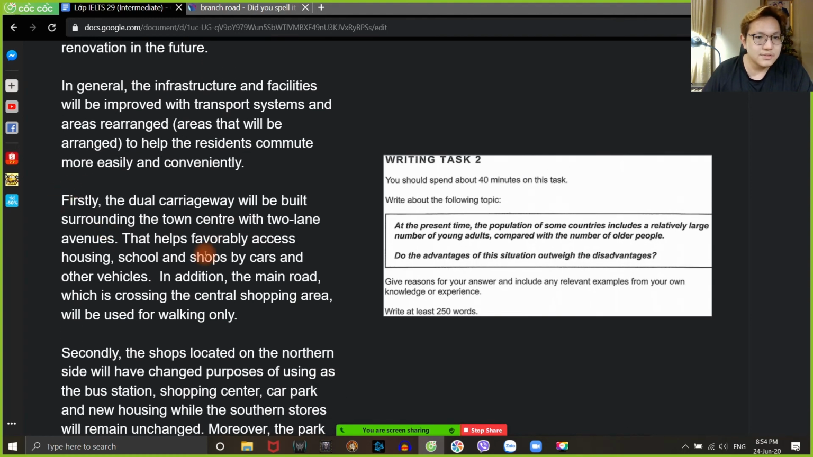Fine, firstly, the dual carriageway will be built surrounding the town center with two lane avenue. Nó có một cái đại lộ mà. It's only one avenue. So there's only one avenue here. That helps favorably access housing là sao? Không hiểu. I don't understand this.